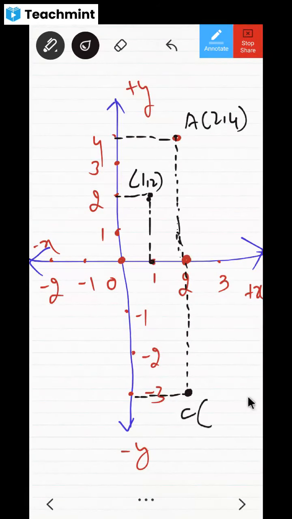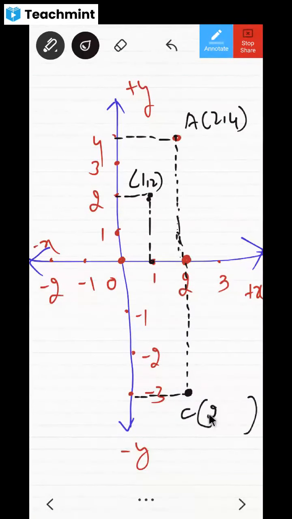What are the coordinates of this point? First of all, you have to look on the x-axis. On the x-axis, how much distant is it? It is 2, no? On the positive x-axis, it is there. Look at this. This is 2. Here also 2, right?